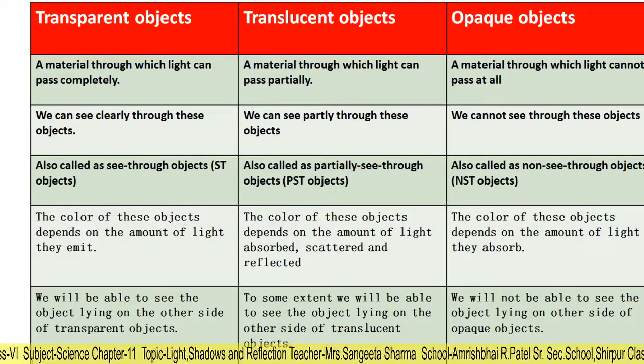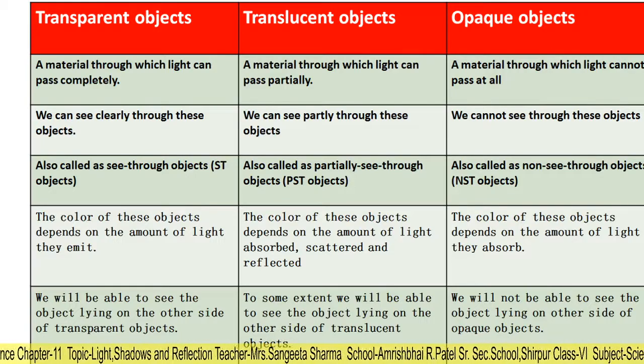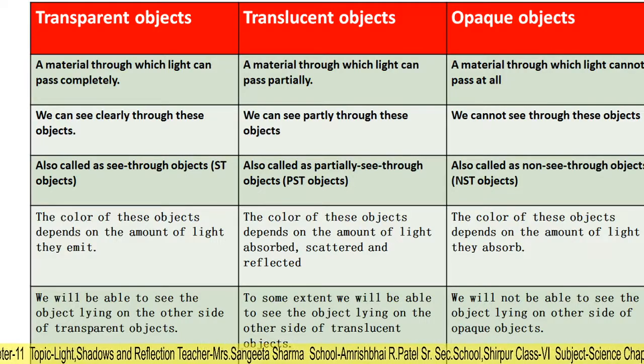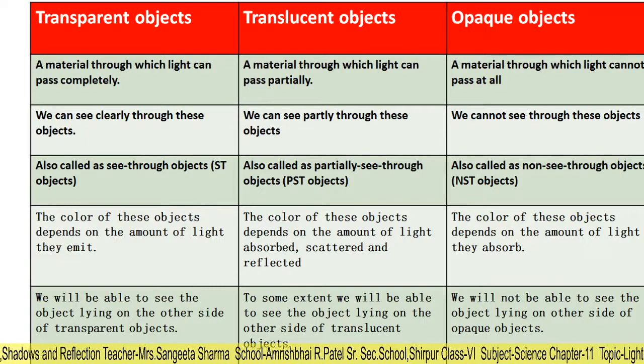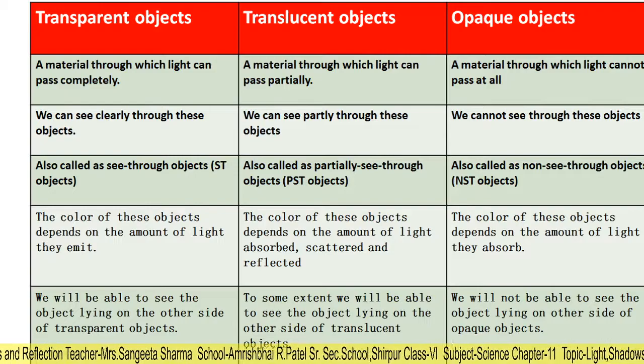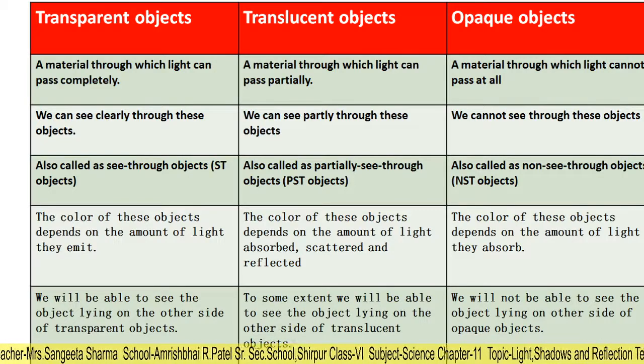Also, they are known as see-through objects, ST objects. We can say transparent objects as ST objects. Translucent objects are known as PST objects, that means the partially see-through objects. And opaque objects are known as NST objects, that means non-see-through objects.